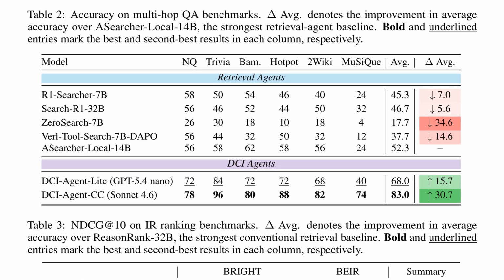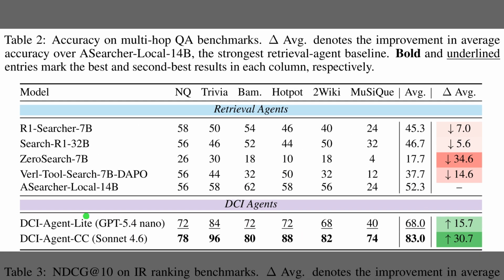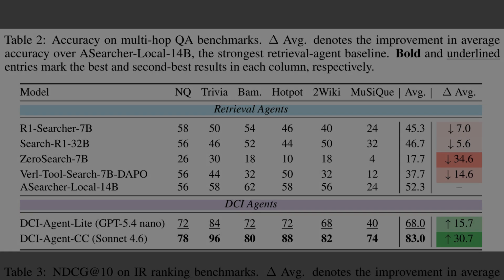Table 2 shifts the focus to knowledge-intensive, multi-hop question answering. Multi-hop tasks require the model to piece together clues from several different documents, which makes finding the final answer much harder for standard systems. The top section lists traditional retrieval agents, where ASearcher-Local-14B sets the baseline with a 52% average. In the bottom section, the direct corpus interaction agents demonstrate a massive leap. The high-capacity Sonnet 4.6 agent achieves an 83% average, outperforming that best baseline by nearly 31 points.